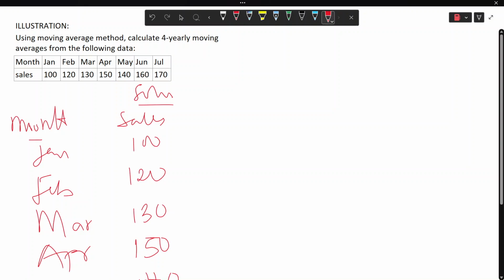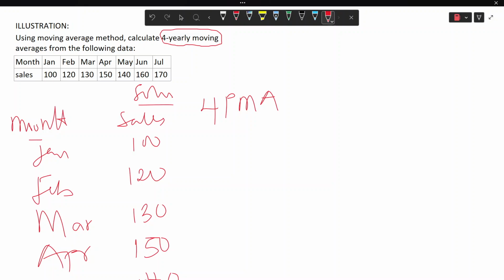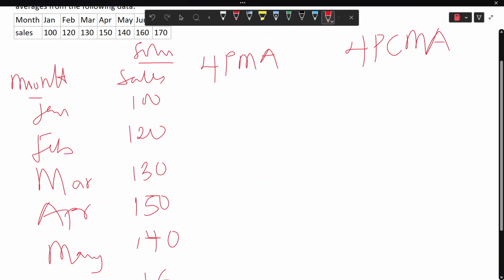Okay. And take note that we are dealing with an even number. So at the end, we have to center the averages. So we have the 4 period moving average and the 4 period centered moving averages. So here we are also going to move in 4.